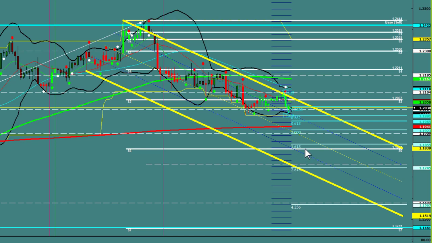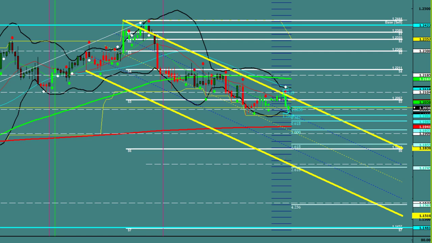So now what do we got? Well, we have a lot of targets. We got the 1,000 target from the flag right there. We have a 1.618 Fibonacci extension. We have an S6, which is the wave targets down there. All right, so we've got a lot of targets, but where is the target for today?